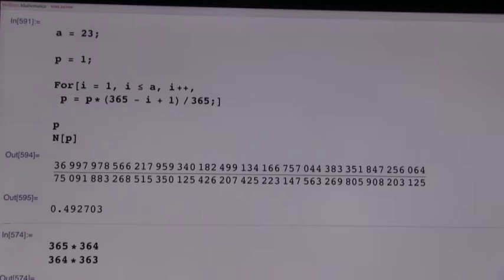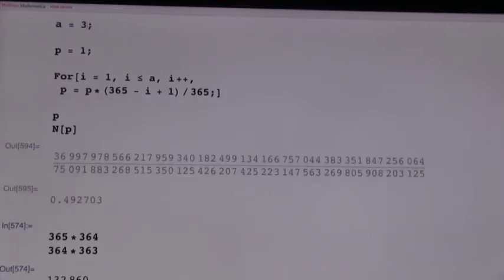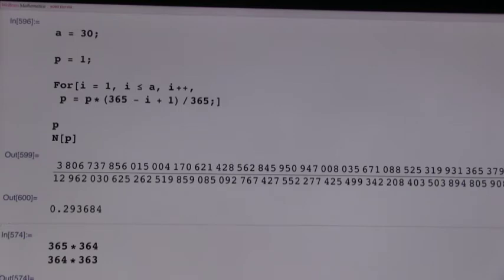Let's see what the probability is if you had 30 people in a room. So let's see how quickly it falls. What do you think it's going to be with 30 people in a room to have everyone have different birthdays? Maybe like 30%? What's your guess? Yeah, around 30%. 0.29. Wow. So it's nowhere near 30%. Oh wait, it's almost exactly 30%.